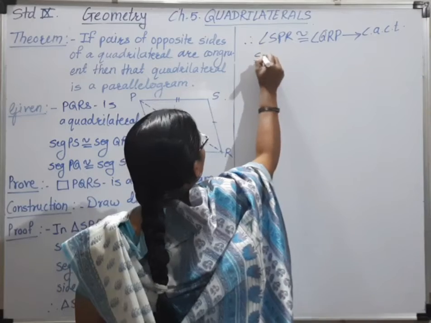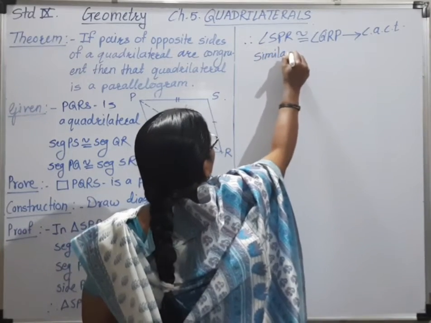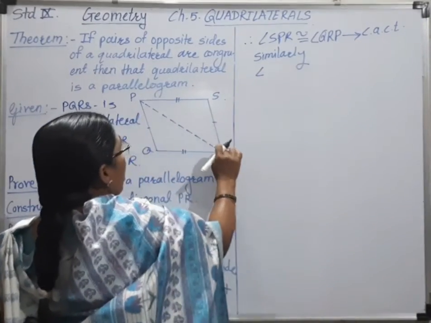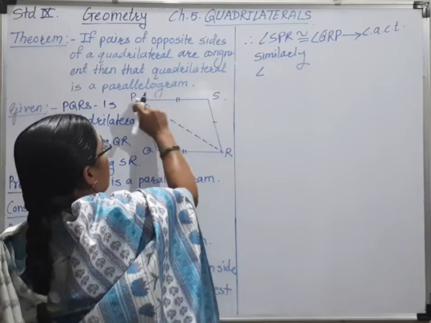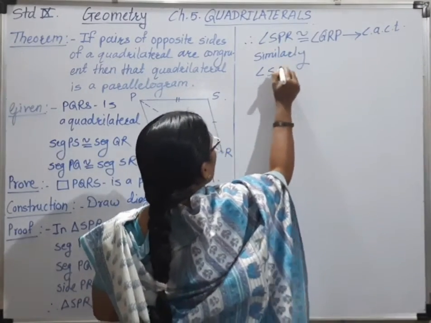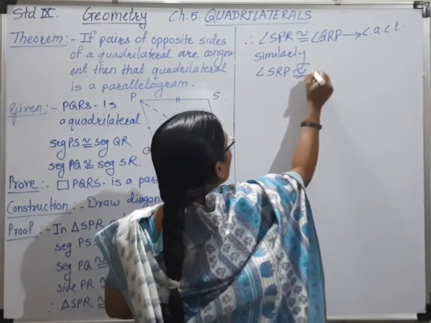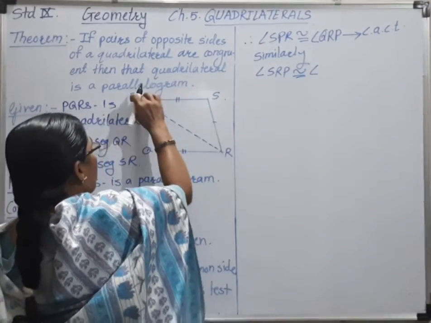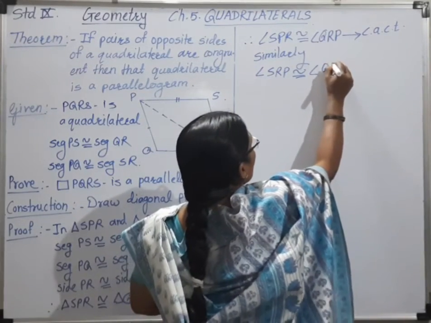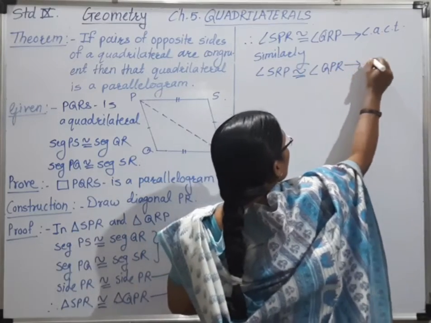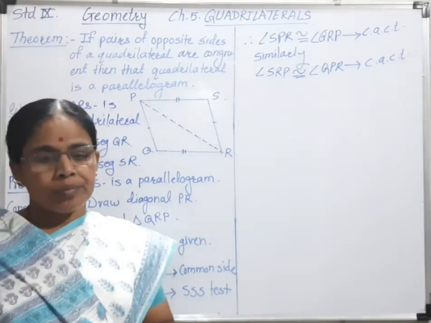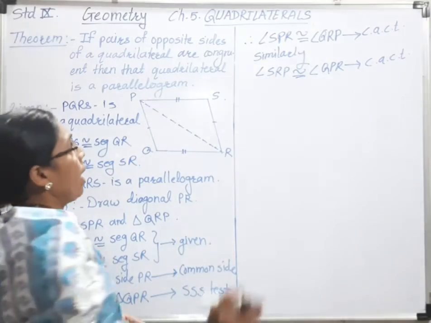Similarly, angle SRP. Here first we have written SPR. Now angle SRP is congruent to angle QPR. Same reason, CACT. CACT.